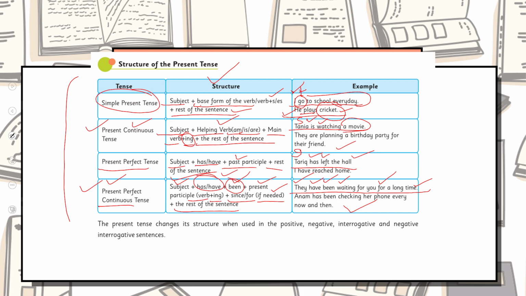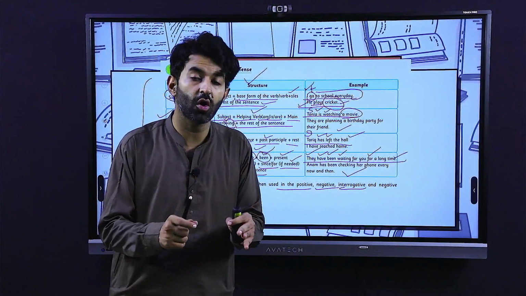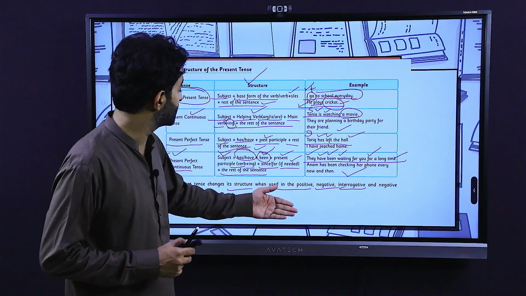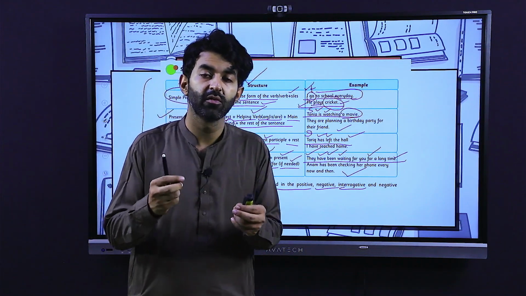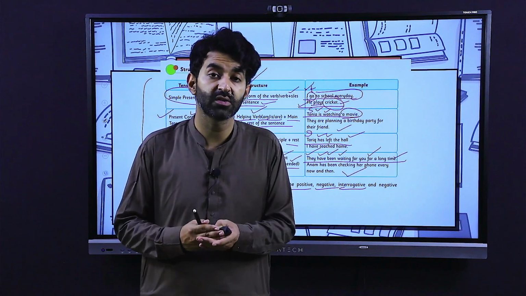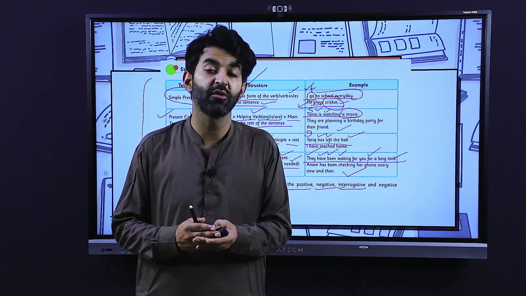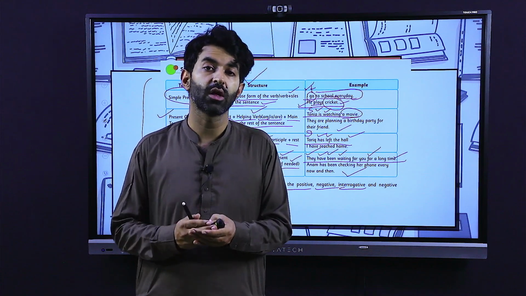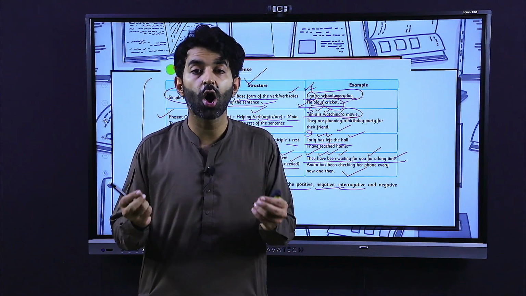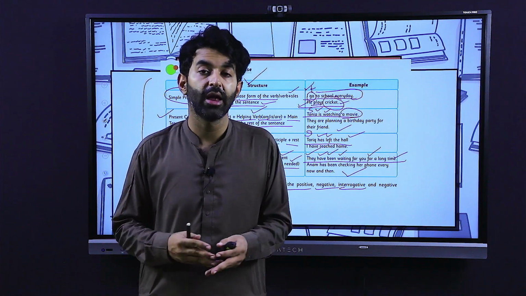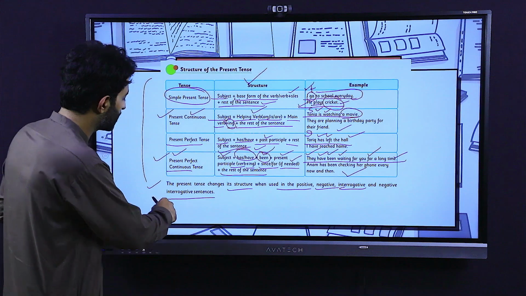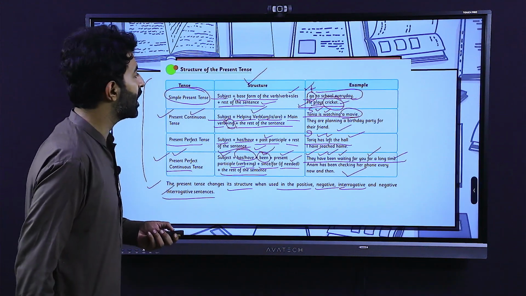Now, the present tense changes its structure when used in the positive, negative, interrogative, and negative interrogative sentences. Obviously, when you are adding some additional words in the structure of the present tenses, the tenses will have to be changed, because if it's an interrogative, then it will be formed into a question. If it is in the negative sense, then the word not or do not will be added. And if it is in the negative interrogative sentence, it will also be changed.